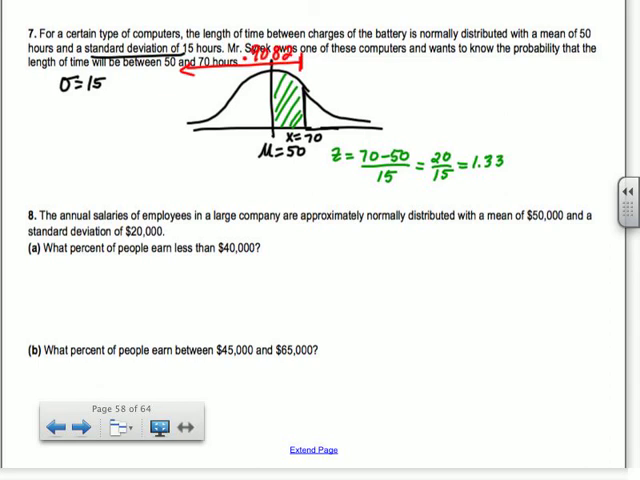Okay, so we have 0.9082. We don't want that whole area though. We need to get rid of the white space over here. Yeah, good job. Subtract 0.5, right? Because that's half the bell curve. This is 0.5. So if I want the probability that we're between 50 and 70 hours, that's the same as the probability that your z-score is between 0 and 1.33. But we basically end up doing my 0.9082, and we subtract out 0.5. So we get 0.4082.